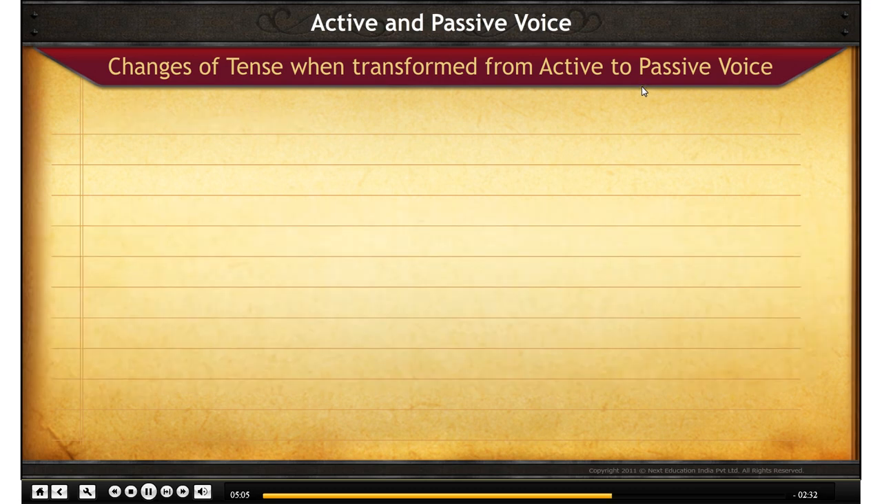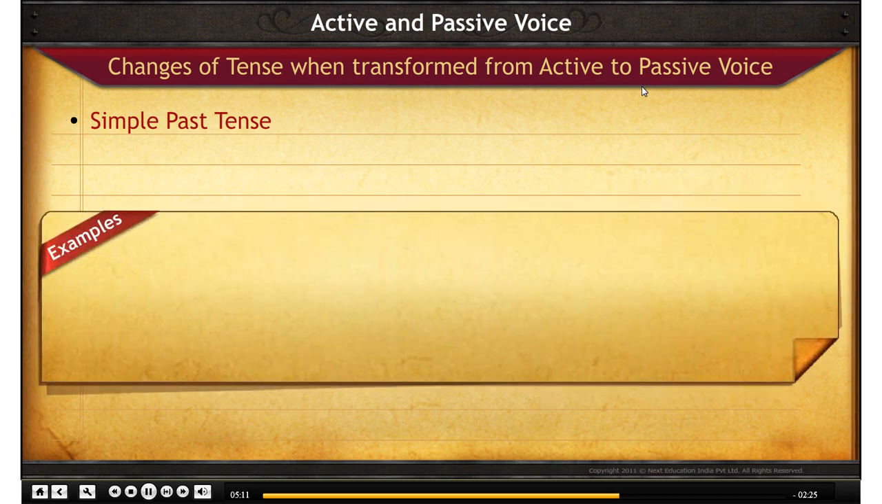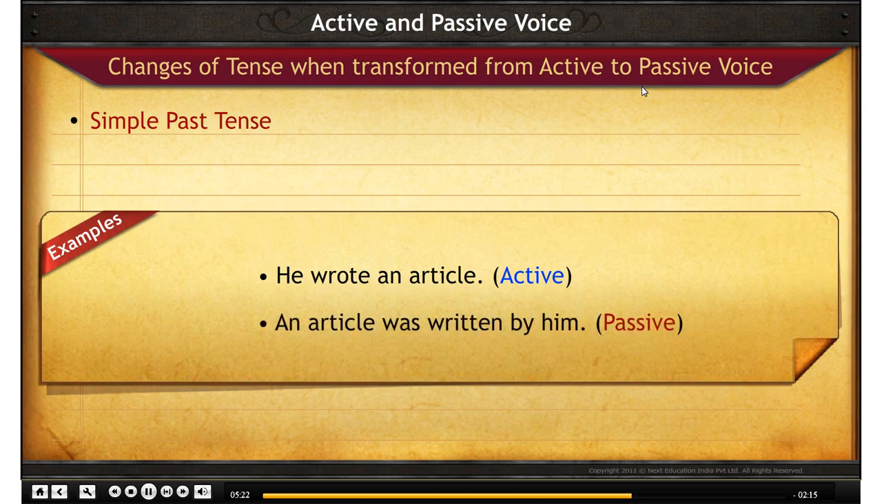Next, simple past tense. For example, he wrote an article is in active voice. When this is changed into passive voice, it becomes an article was written by him.